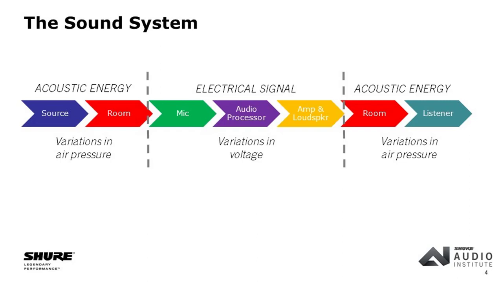Then once we get to the microphone, now we're converting the acoustic signal into an electrical signal, which goes through some audio processing and mixing, then onto an amplifier and a loudspeaker. And at that point, it's just variations in voltage, whether it's analog or digital.